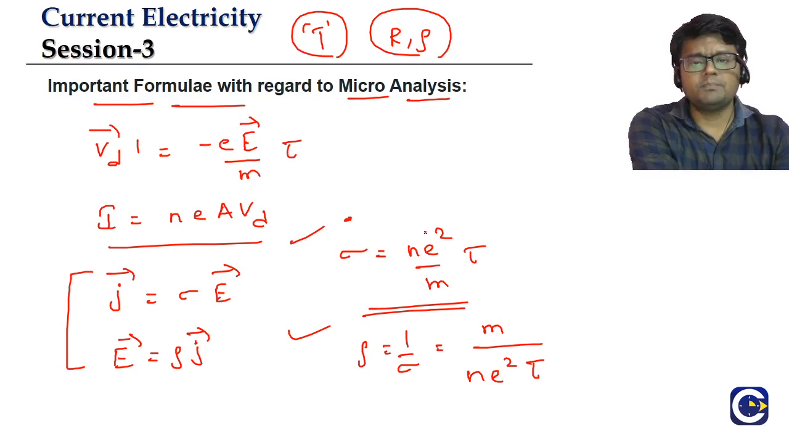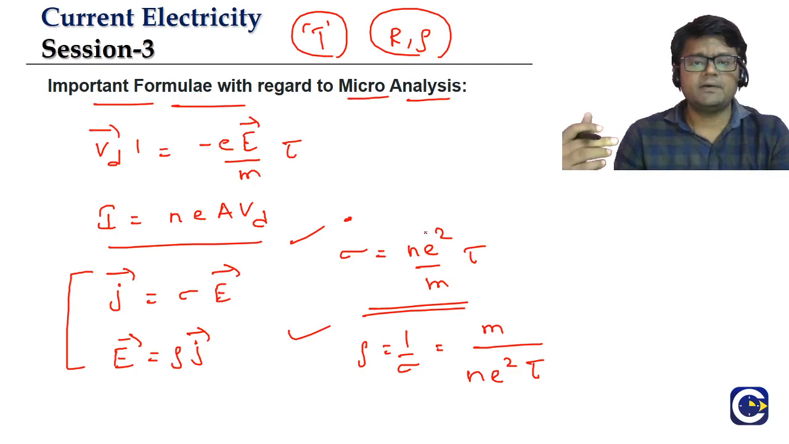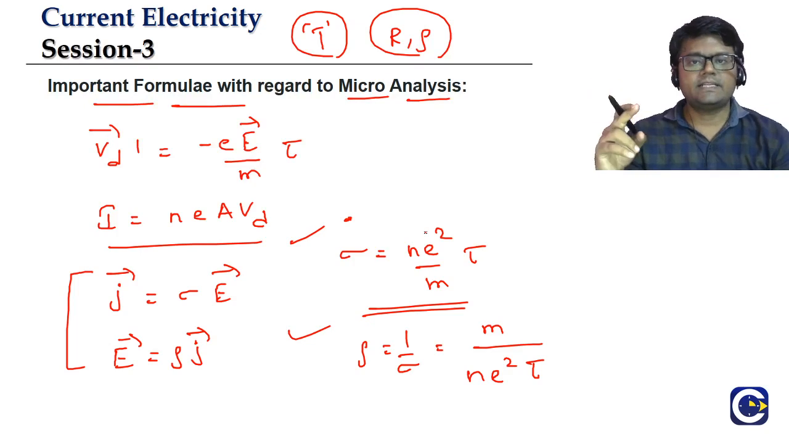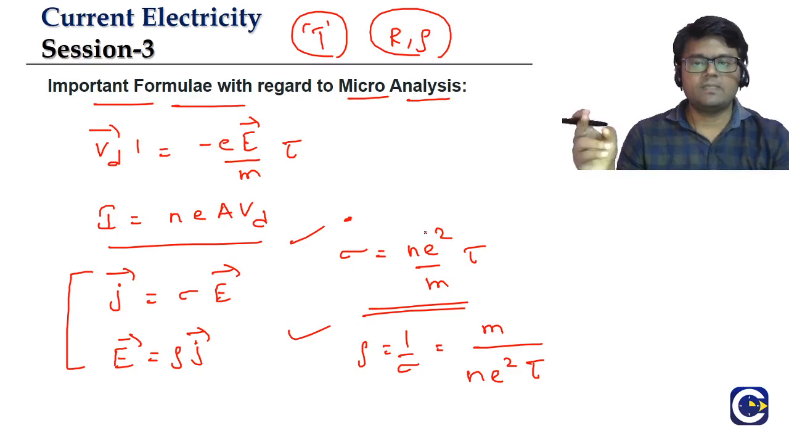So these are the important formulae, and we have to keep these in mind, because they are important, especially in the microanalysis area. We do get straight questions on the formula. If you're able to remember the formula, we'll be able to answer all those questions. So what are the important formulae we have here? The drift velocity formula. The formula for the current relation to drift velocity. The relation between the current density vector and the electric field vector. And finally the expression for sigma: N into e square by m into tau.